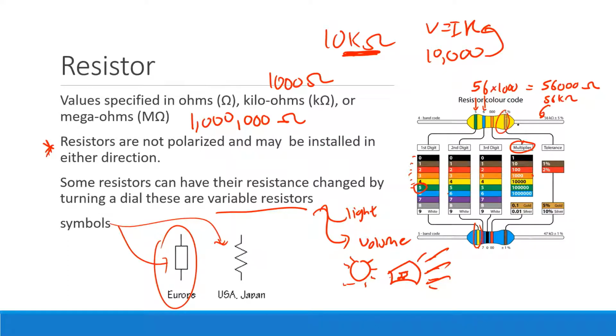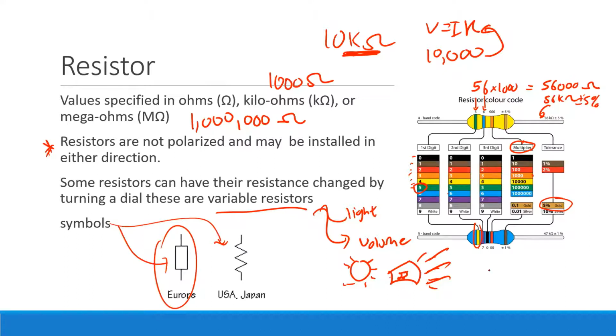Now, what does this gold band represent? Well, the gold band represents the tolerance. Gold is plus or minus 5%. Hey, look at that. It's an error margin. It's an absolute error because we don't know exactly what the error of the resistance is. Remember, that's one of the reasons why I spent so much time talking about errors. So plus or minus 5%.